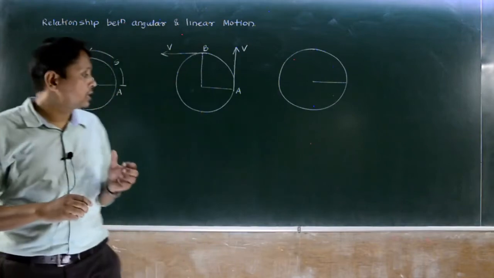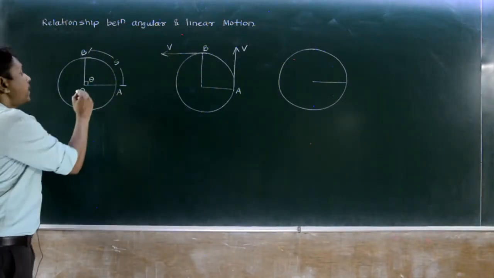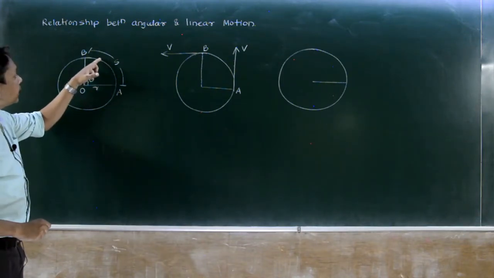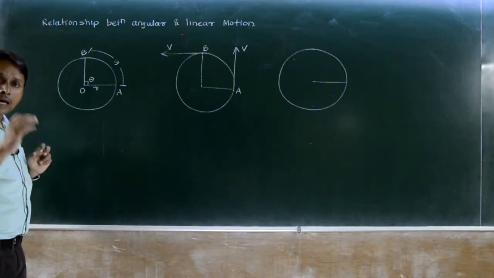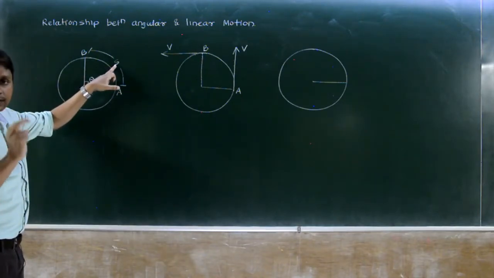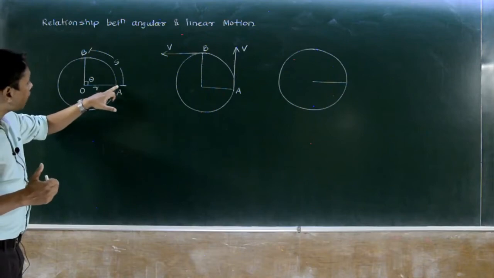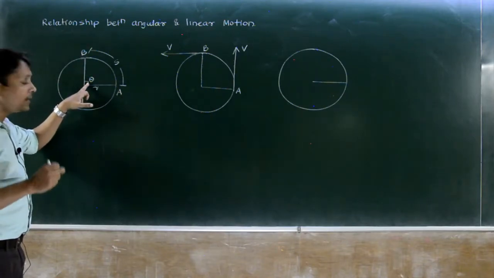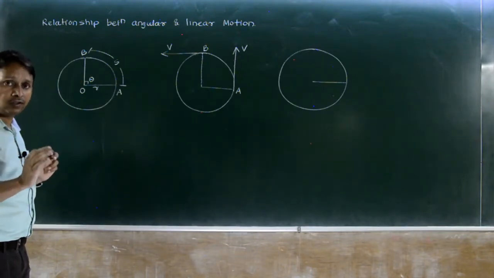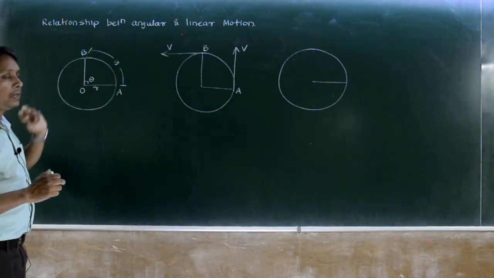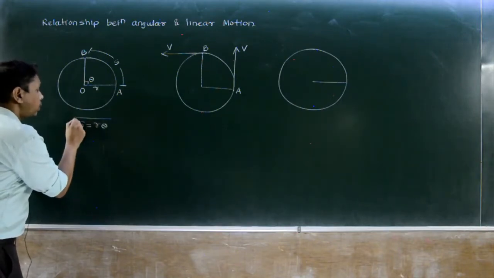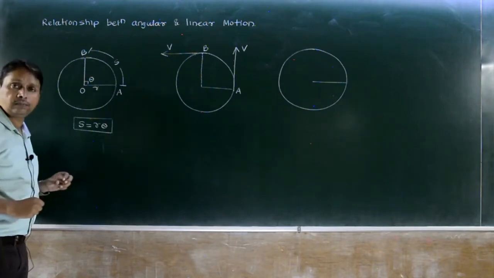Here we have a body moving along a circular path of radius r. Initially it is at A. It moves along this circular path to reach point B and travels a linear distance s. When it moves from A to B, the angle subtended at the center is the angular displacement theta. So what is the relation between s and theta? The simple relation is s equals r theta. We have this as a basic relation.